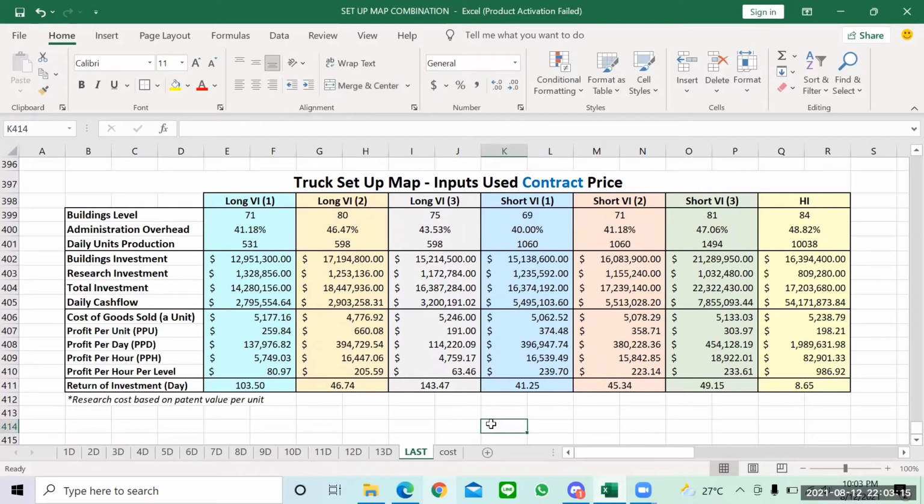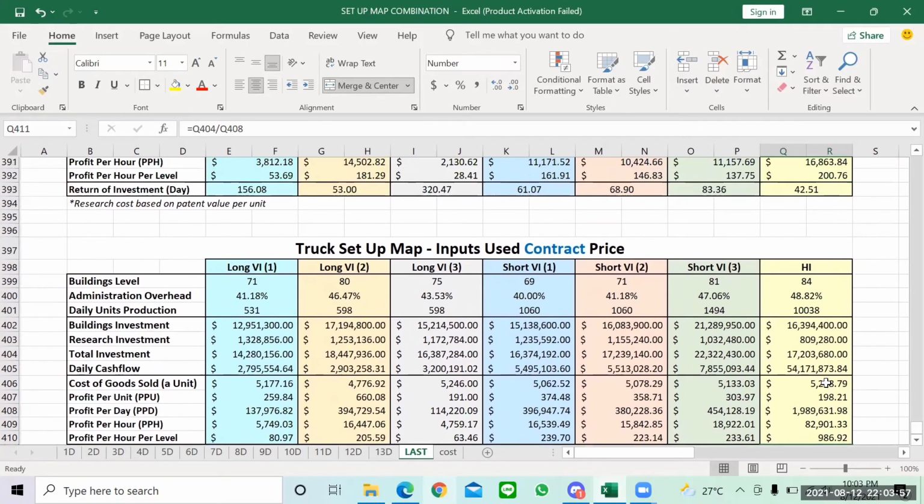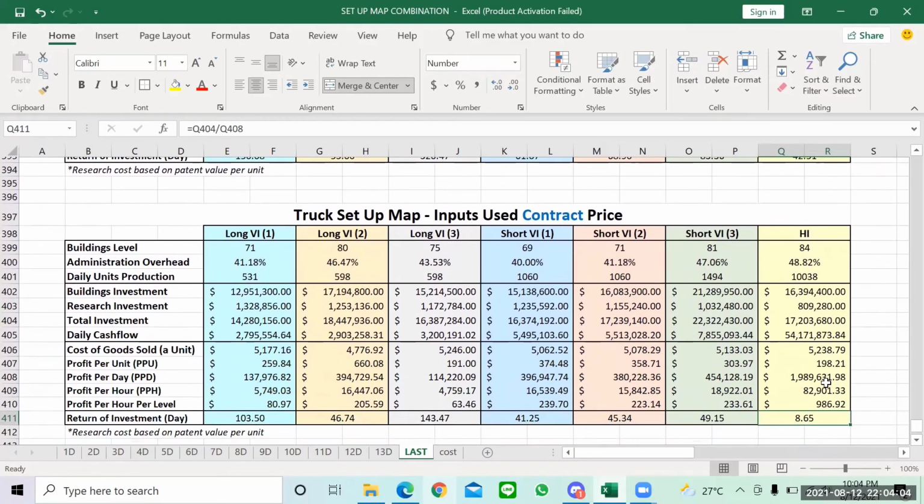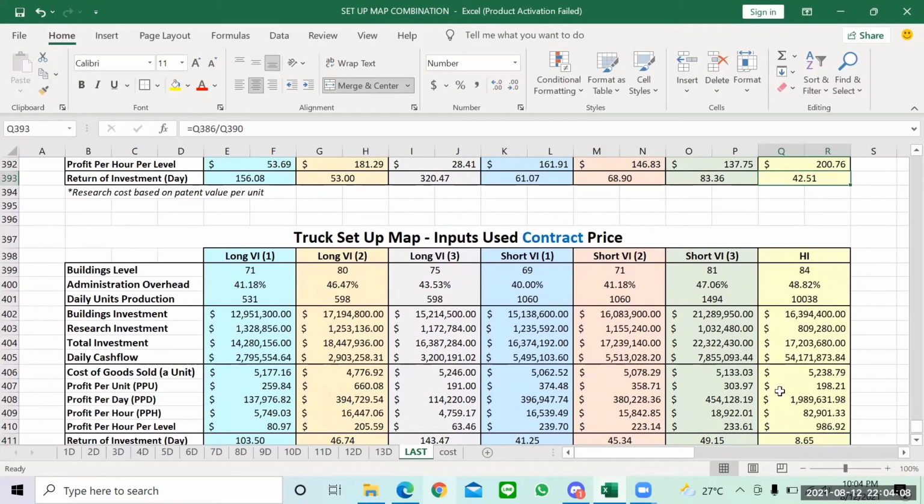Now, the very impressive, I mean the wonderful one is horizontal integration. Look how long it takes for the return of investment. Only almost 9 days. Come on, man, it's very fast. Wow. Only 9 days you can get your investment back. I mean, the break even point. Wow. This is very fast compared to the exchange price. It's almost 5 times longer. Wow.